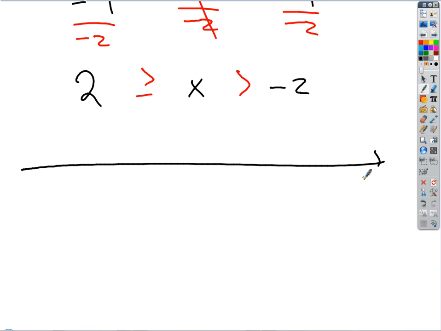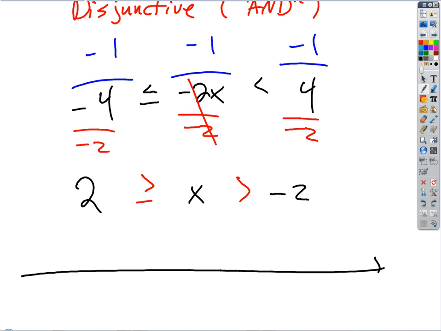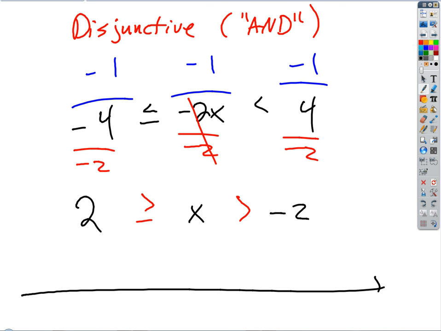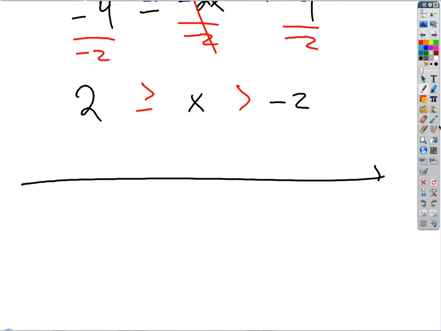Now, if we're taking all the values of x that are, whoops, did I not flip that? No, you didn't. Oh, that's right. I got it. Never mind. If x is greater than negative 2, what does that look like in terms of an inequality?